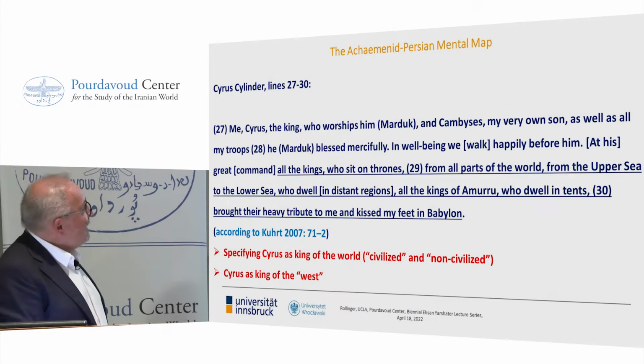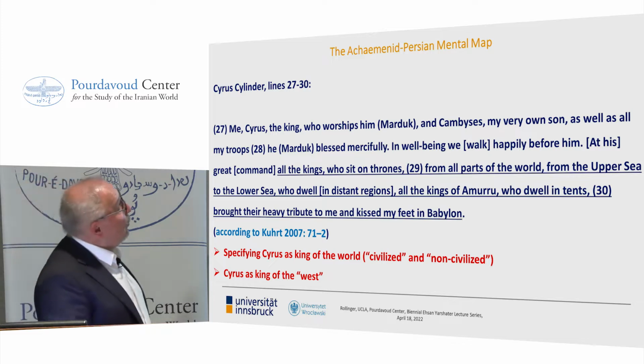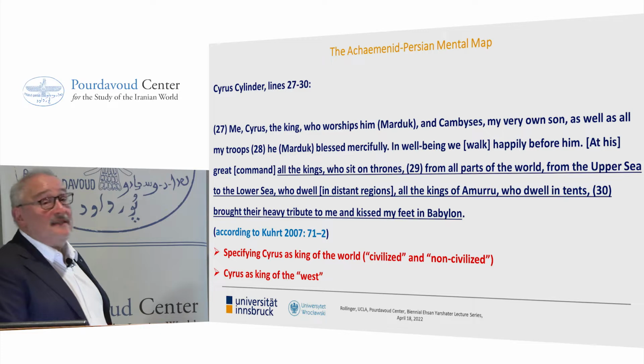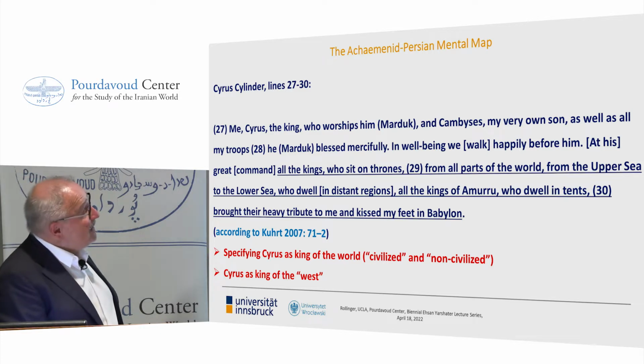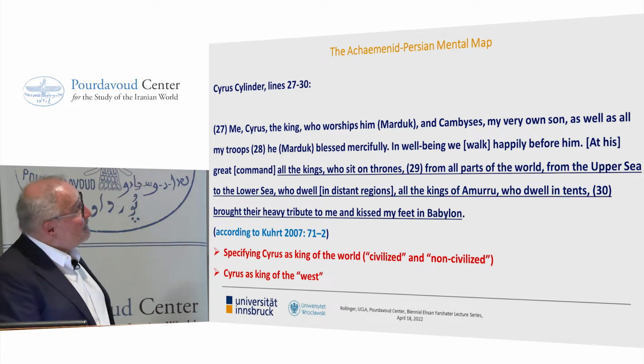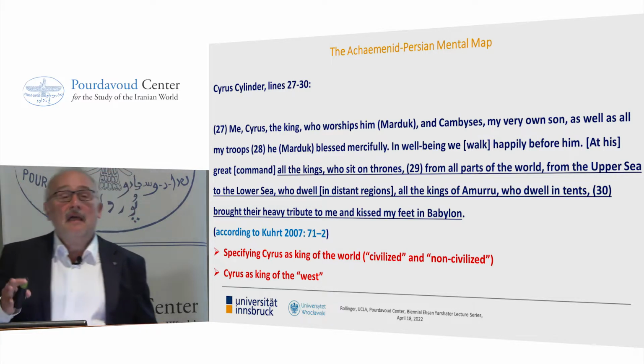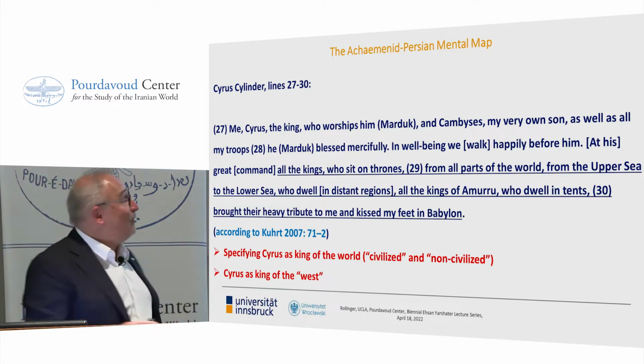Cyrus introduces himself. And then the claim for world rule is, as we would probably phrase it in modern terms, specified: he's a king of the civilized world, so all kings who are sitting on thrones, but also of the non-civilized world, all the kings who dwell in tents, especially referring to Amuru. And there we encounter again an age-old term referring to the West.